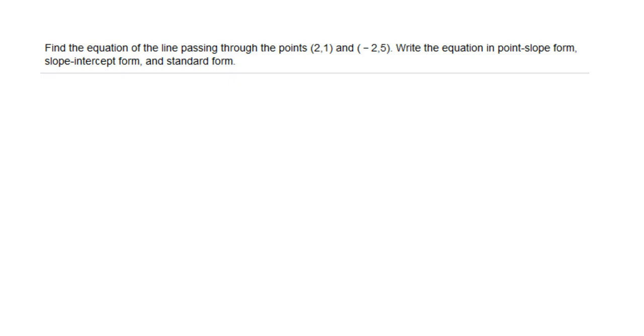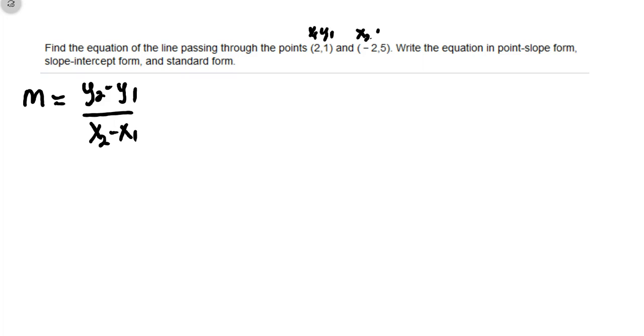So the first thing we need to do is find the slope. You can find the slope using the slope formula, that's y2 minus y1 over x2 minus x1. We're going to label our points x1, y1, and x2, y2. It doesn't matter which one is x1 or x2. The only thing that matters is that you have an x and a y, and both of them are labeled the same subscript. So I'll substitute those into my slope formula.